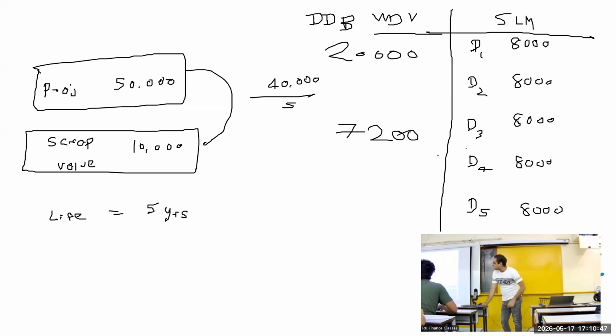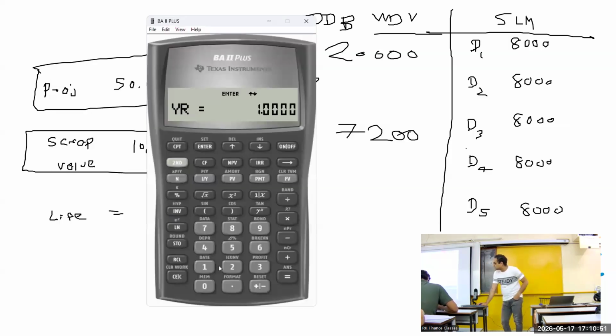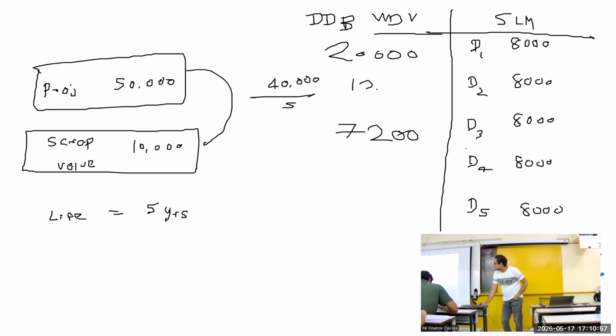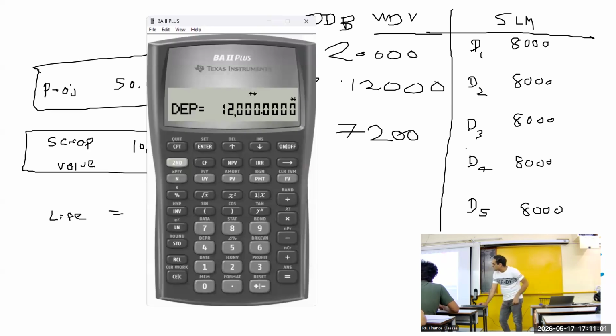Okay. Similarly, again scroll up. Go to the year one more time. Put year as 2, enter. Scroll down. Depreciation 12,000. Go on for the other two also.